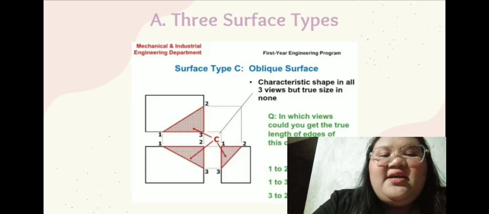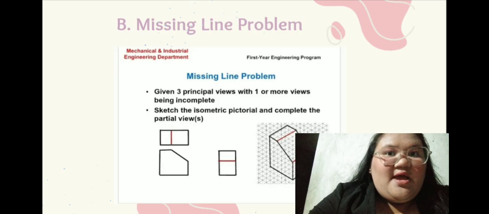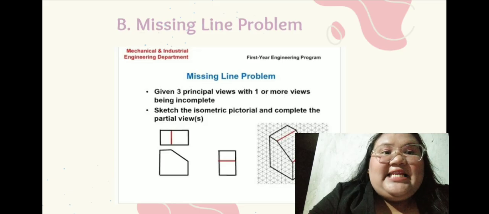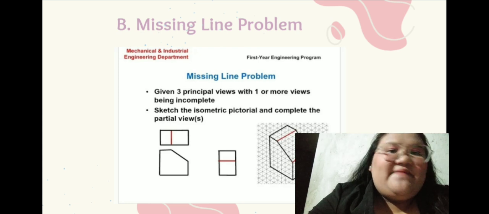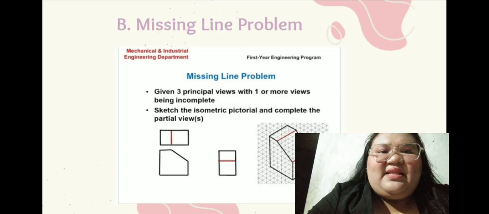You determine this by checking which view shows that edge not foreshortened, a straight, undistorted line. Next is the missing line problem. The goal is to reconstruct a 3D shape and then determine which lines must appear in the incomplete views. Given three principal views with one or more views being incomplete, this means you are provided with front, top, and side views of an object, but at least one of these views is missing edges or lines. Your task is to figure out what lines should be added.